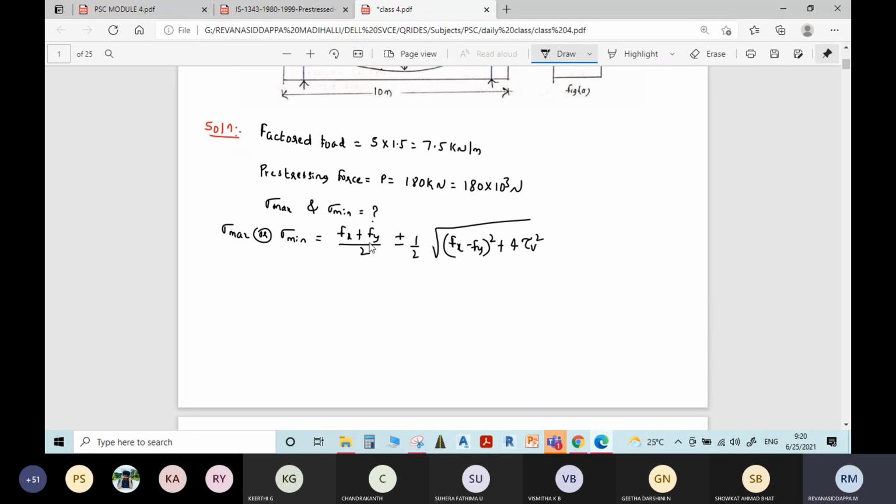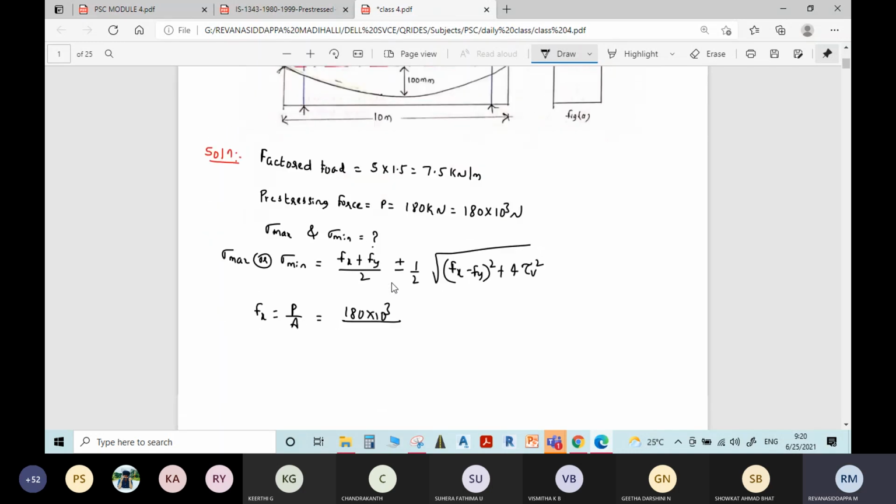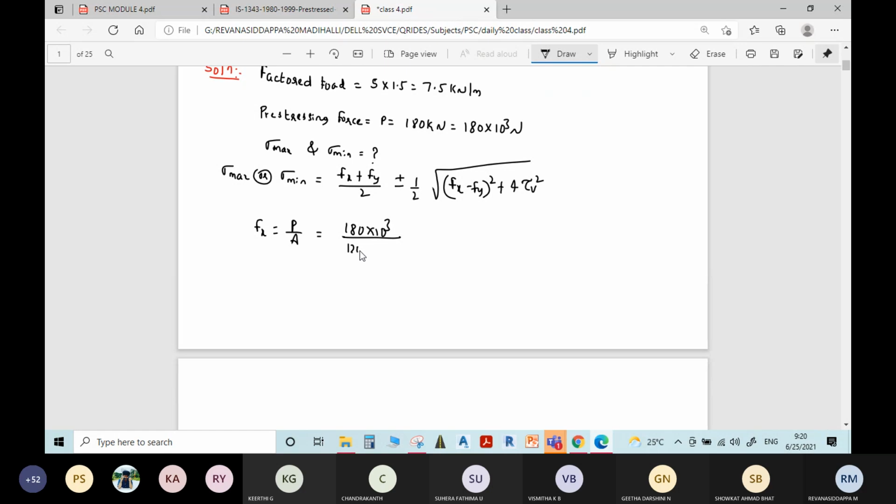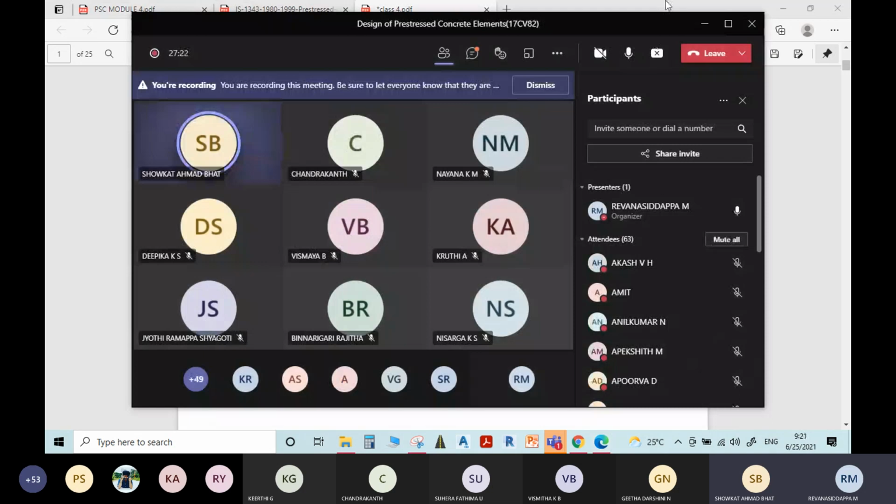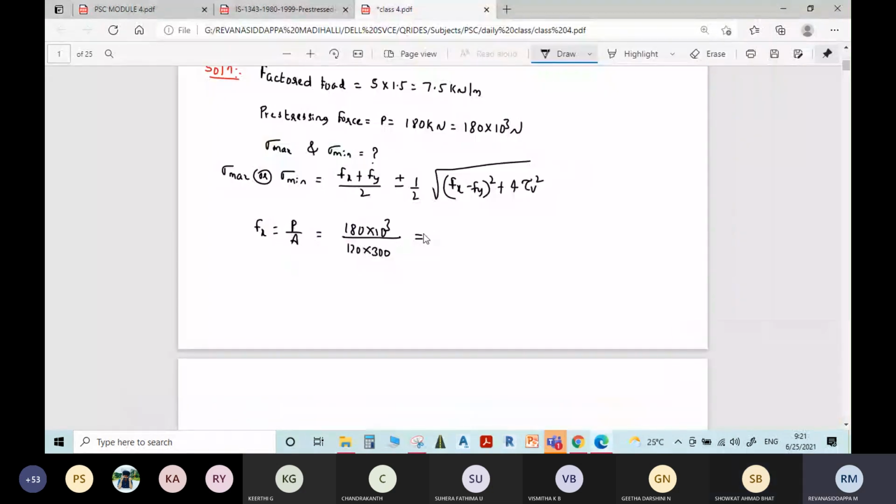Now one by one you find first fx. What is fx? Stress in horizontal direction due to pre-stressing force. It will be P by A. P is 180 into 10 power 3. Area is 120 by 300. How much will you get for fx? Five. Yes, 5 newton per mm square.